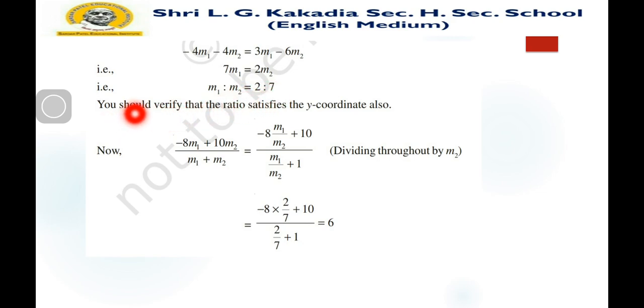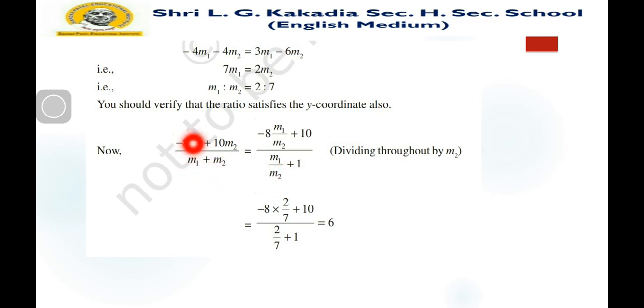You can also verify that the ratio satisfies the y coordinate. If you put these values, (minus 8m1 plus 10m2) upon m1 plus m2 is equal to 6. We divide both the denominator and numerator by m2. If you divide minus 8m1 by m2, you get minus 8 m1 by m2, and if you divide 10m2 by m2, the m2 cancels, so we get 10, and also m1 by m2 in the denominator, plus m2 by m2, that is 1.